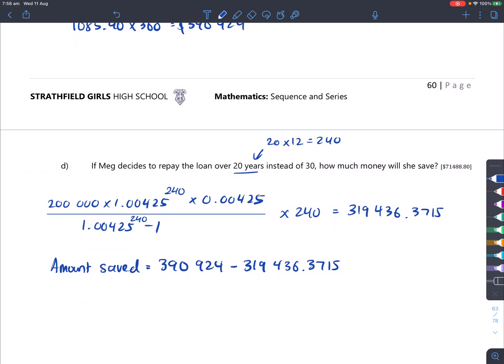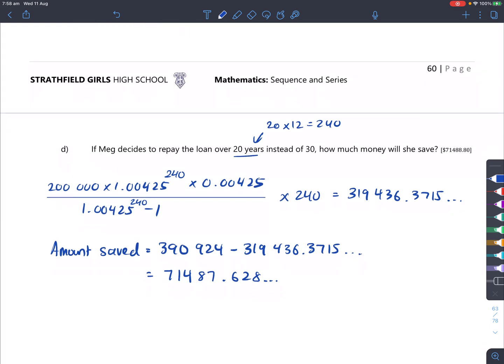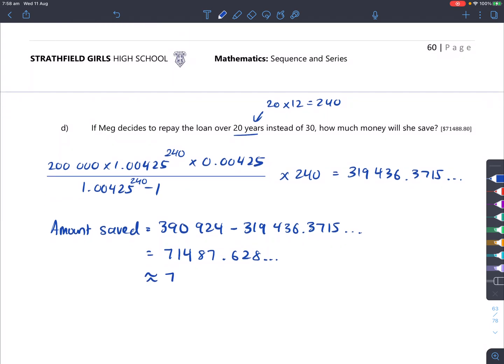So that will give us 714. Let me just check. 71487.628. Oh, and there's more numbers. So you know what? 3715 is not just it. I think there's more numbers after that, but it just didn't fit on the calculator. All right, then that would be approximated to 71,487.63. Okay, and that's it.